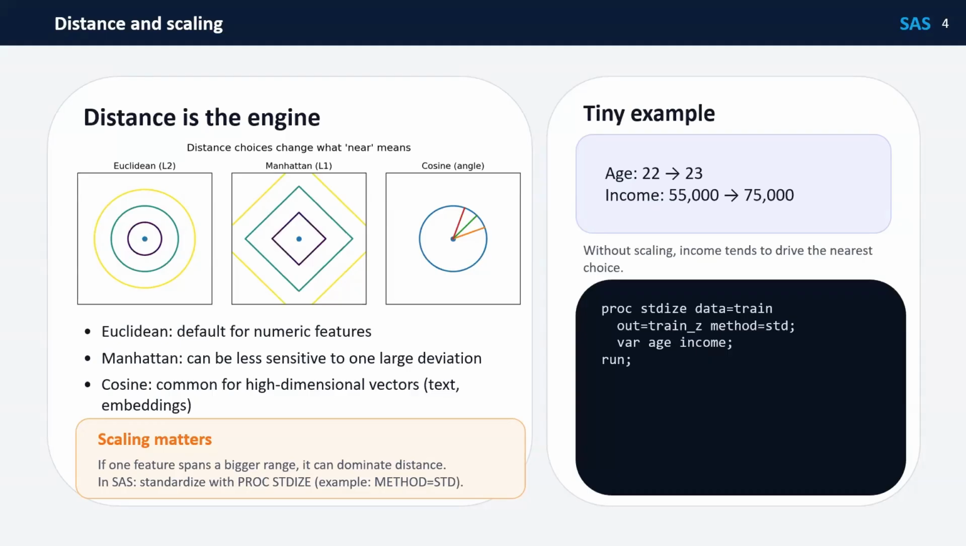Standardizing puts variables into a comparable scale. It's like comparing apples to apples instead of apples to oranges. It puts everything into a comparable scale so distance is not controlled by one big feature. In SAS, a common way to do this is using the procedure called standardize, which is STDIZE, with the method equal to STD. It standardizes variables so the distance calculation behaves more reasonably.